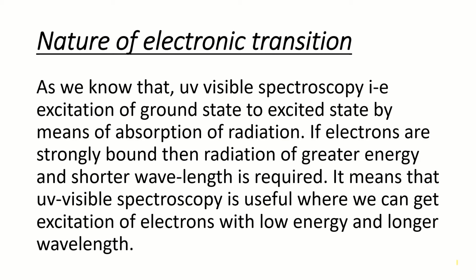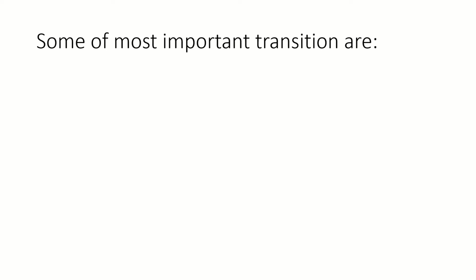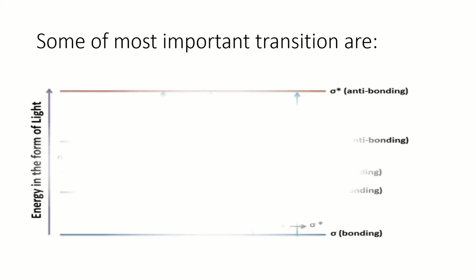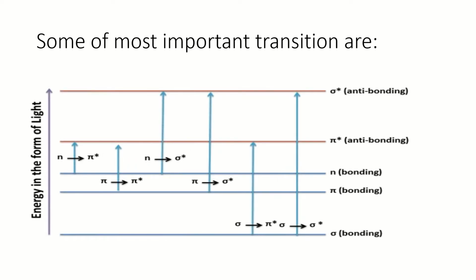However, in all compounds other than alkanes, the electrons may undergo several possible transitions of different energies. Some of the most important transitions are sigma to sigma star. This sigma to sigma star occurs in alkanes like methane and ethane. Its wavelength is 122 nanometer for methane and 135 nanometer for ethane. And this is a very strong one because its wavelength is shorter and its energy is so high.